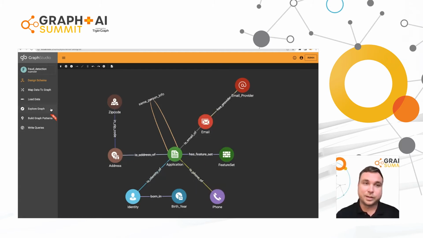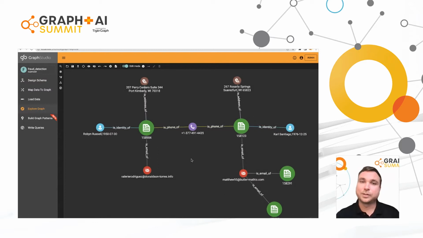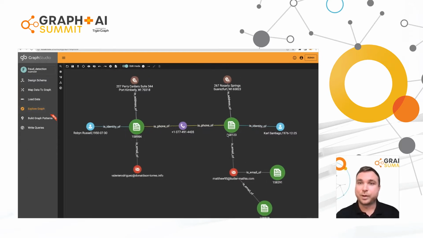Now, in terms of what this data actually looks like, we can see here that this application is associated with a phone number, email address, identity, etc. But this phone number is also used by another application. And this application is associated with a different person and with an email address, and this email address is associated with further applications. We can explore a bit more and see that this person has also tried to apply for other applications. And this is the type of relationship data, relationships between the data points, that we can capture using TigerGraph and import into our machine learning model.